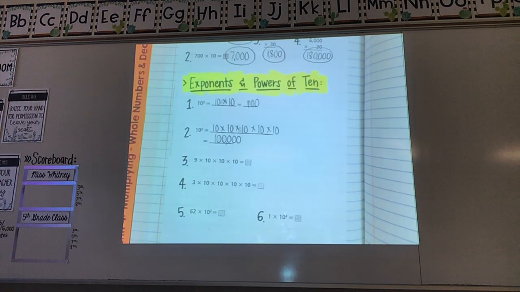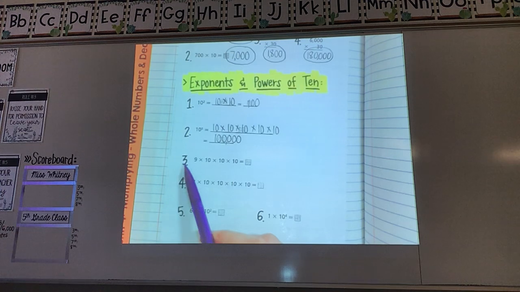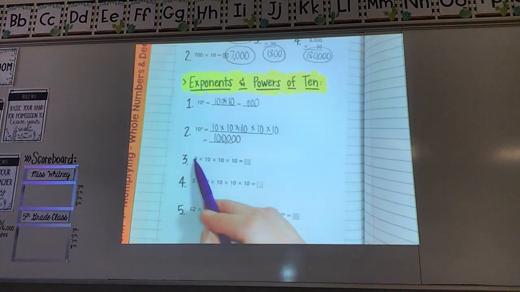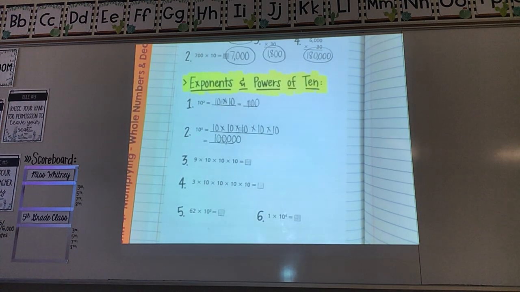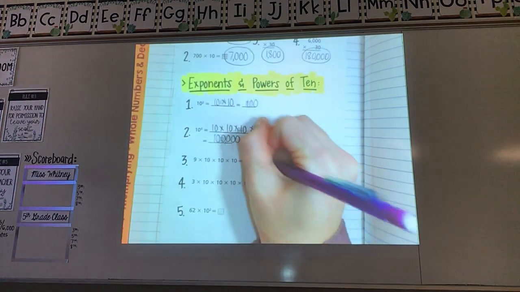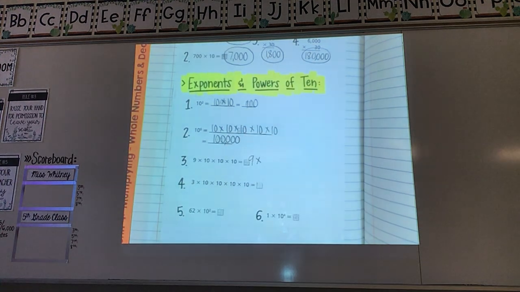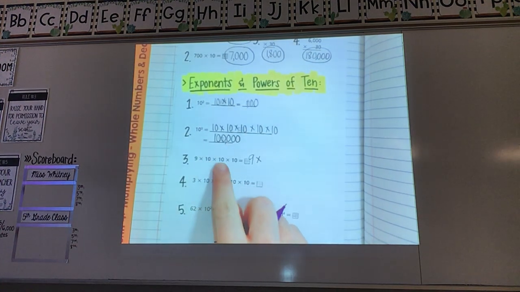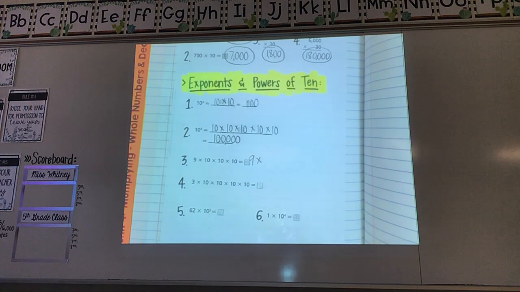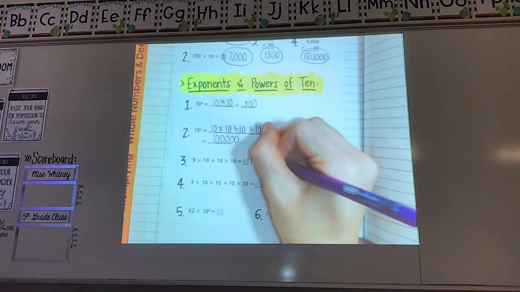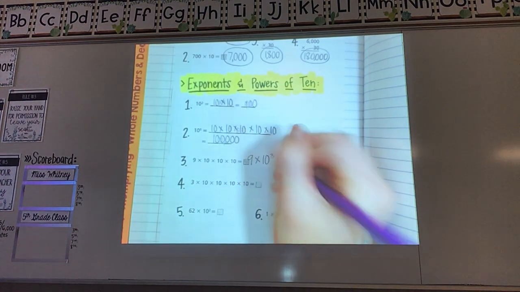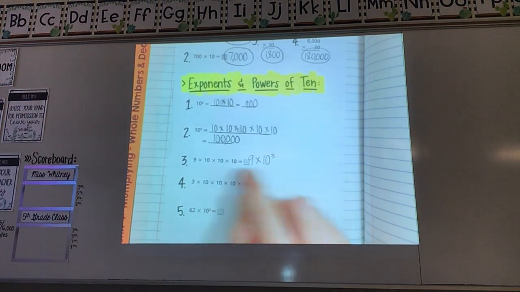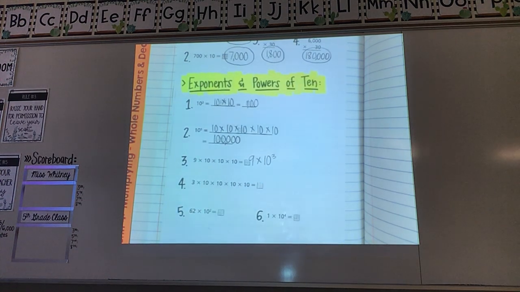All right, now they want us to go backwards with it. They're going to give us a problem. So on number 3, 9 times 10 times 10 times 10. And we have to make that with an exponent. So 9 times, how am I going to write 10 times 10 times 10 as an exponent? Well, it's 10 to the power of 3 because I have 3 of them. Remember, this little number just tells me how many of them I'm multiplying. So 9 times 10 to the power of 3.